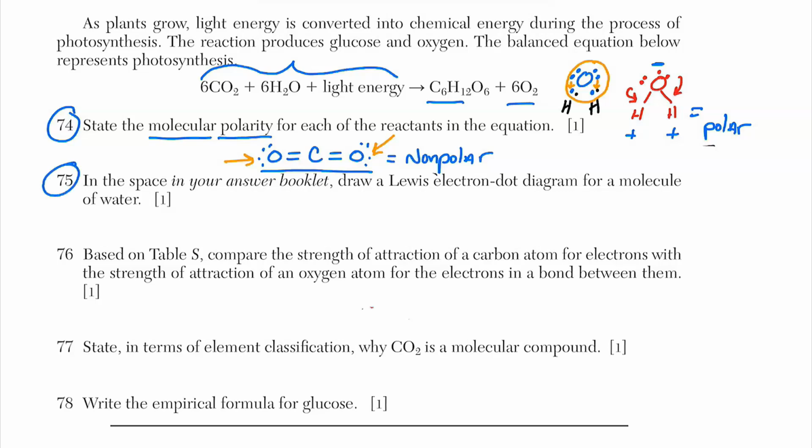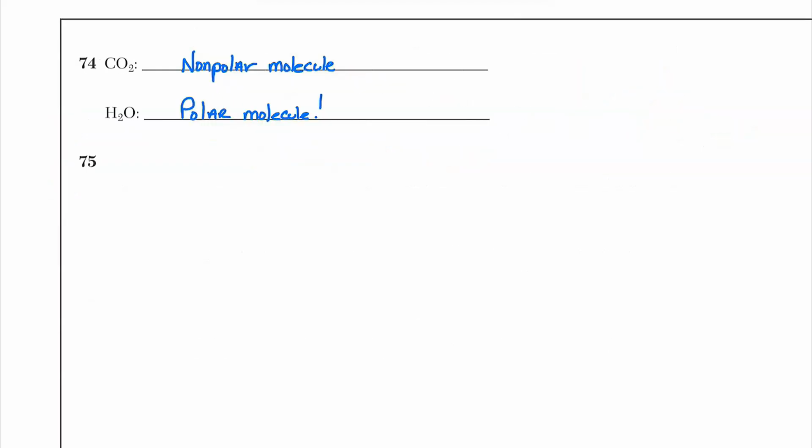Number 75. In the space in your answer booklet, draw a Lewis electron dot diagram for a molecule of water. Oh gosh, if you're with me with 74, we kind of did that, but let's go there and draw the Lewis dot diagram for water. So I start with oxygen. It's got 6 valence electrons. How do I know? If I go to the periodic table, atomic number 8, its mass is 16. Underneath it, it's going to say 2-6.